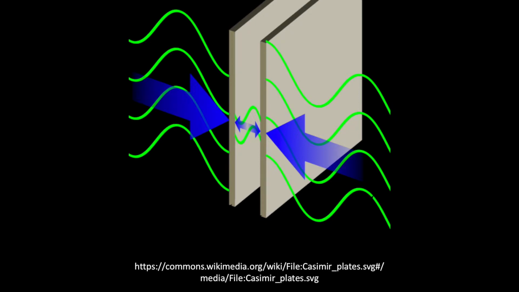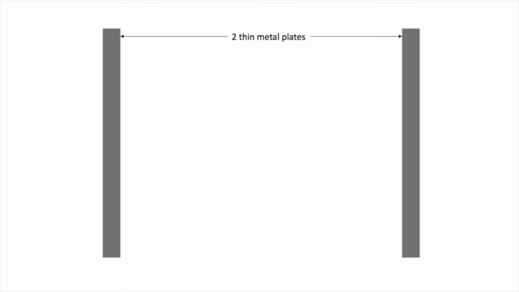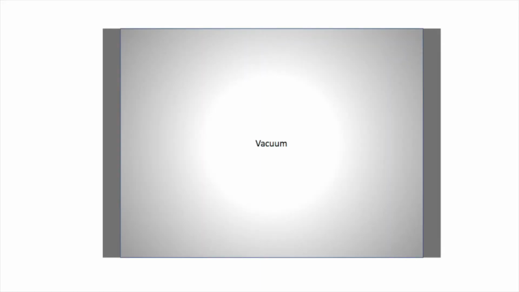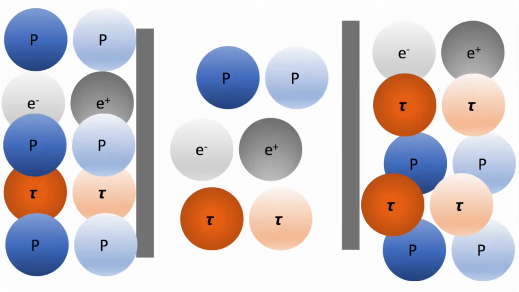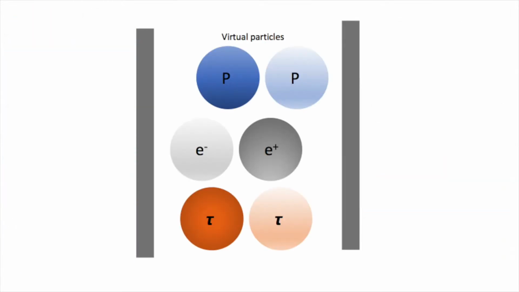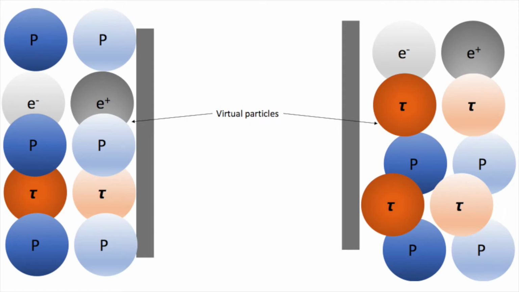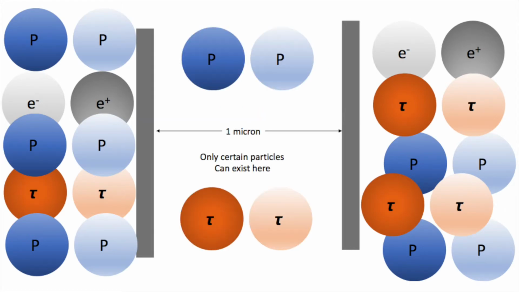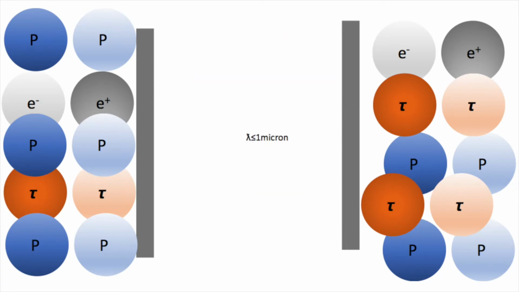The Casimir effect involves setting up an experiment where two thin metal plates are placed 1 micron apart, with a vacuum between the two plates and outside the two plates. As we saw before though, this vacuum is filled with virtual particles. However, the type of virtual particles between the two plates is limited. The wavelengths of these virtual particles between the two plates must be less than or equal to 1 micron.